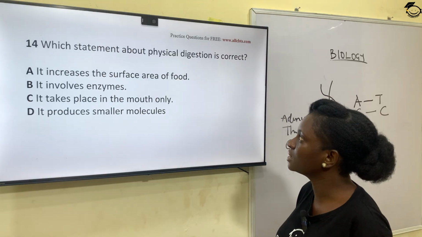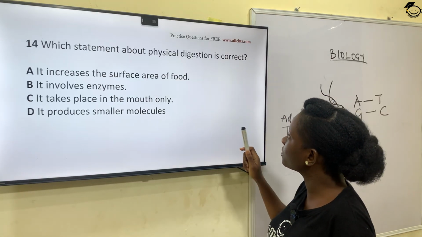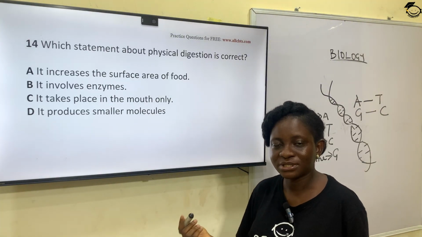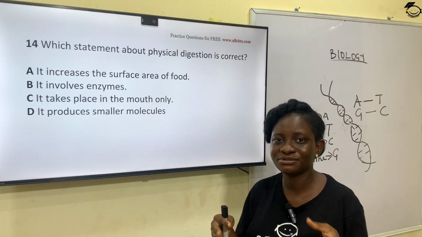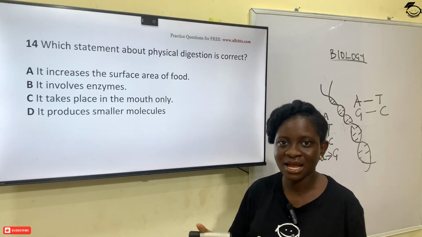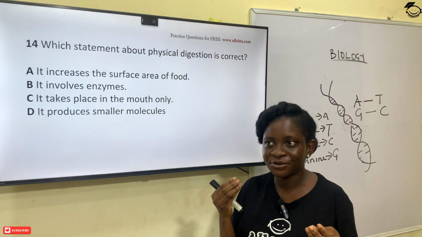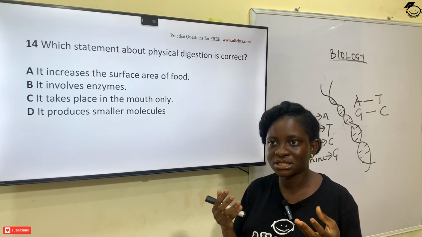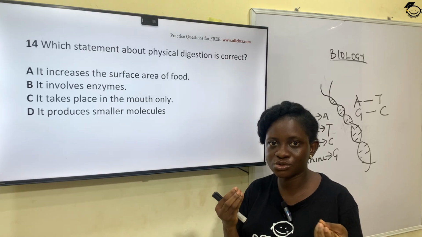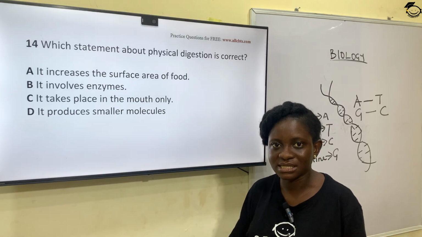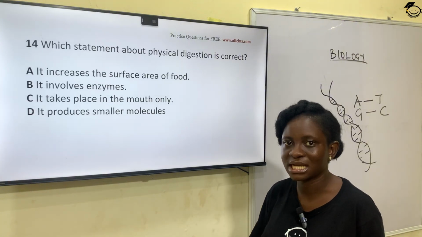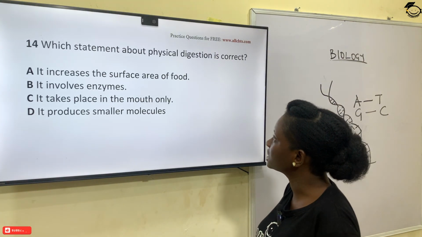Question 14. Which statement about physical digestion is correct? What is physical digestion? That's something that doesn't involve a chemical reaction. There are no enzymes involved. For example, physical digestion is when you have food in your mouth and you chew it into smaller pieces so that the enzymes can act on it and it can be properly digested.